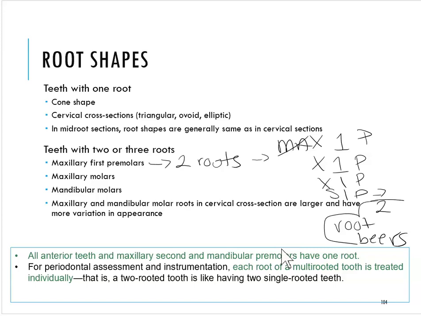Do you see how this came about? It's really unique. You get the X from max, so X for max, the top first premolar. You combine this and get X1P. Take the one and turn it into an I, and you get zip or sip. Think of yourself sipping 2 root beers. So now you know 2 roots in the maxillary first premolar. The maxillary molars have 3 roots because they need more anchors. Mandibular molars have 2 roots.